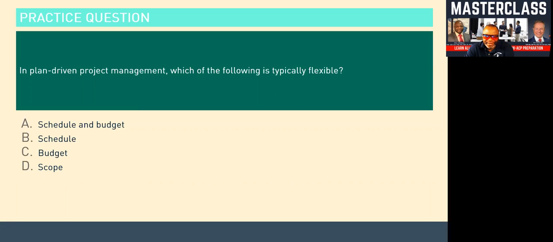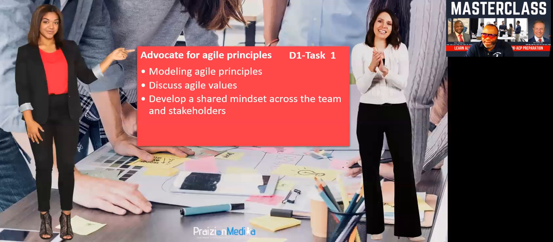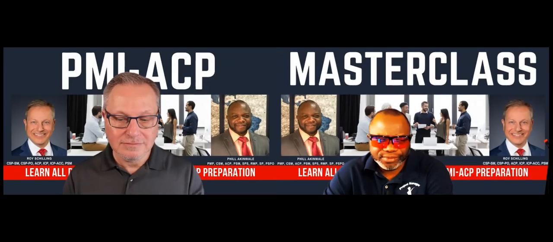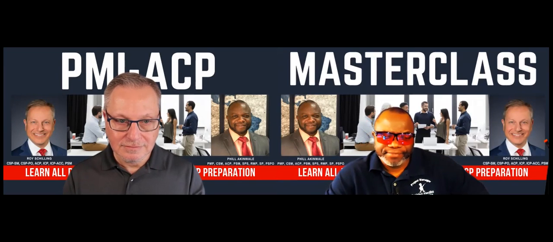Lovely. Okay. And with that, we'll just take a final look at what we just discussed. We took a look at task 1, advocate for Agile principles, model them, discuss them, develop a shared mindset across the team and stakeholders, and internalize that manifesto values and principle set. You'll be good to go. And that's task 1.